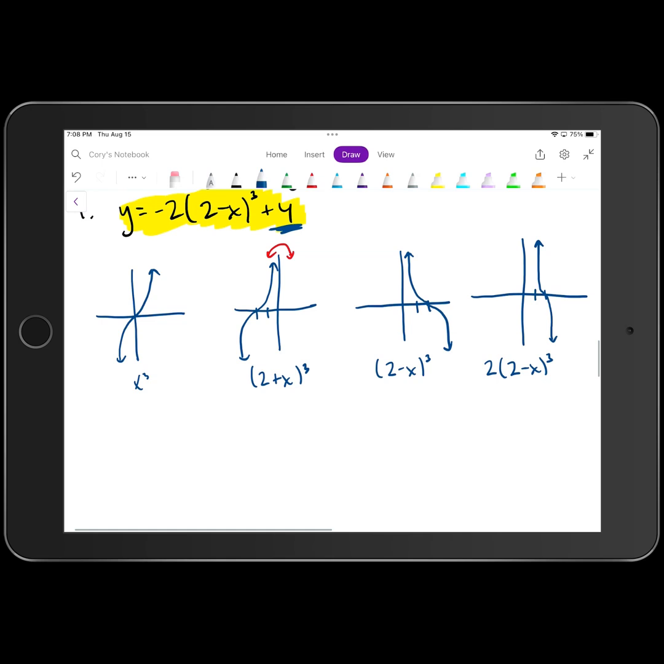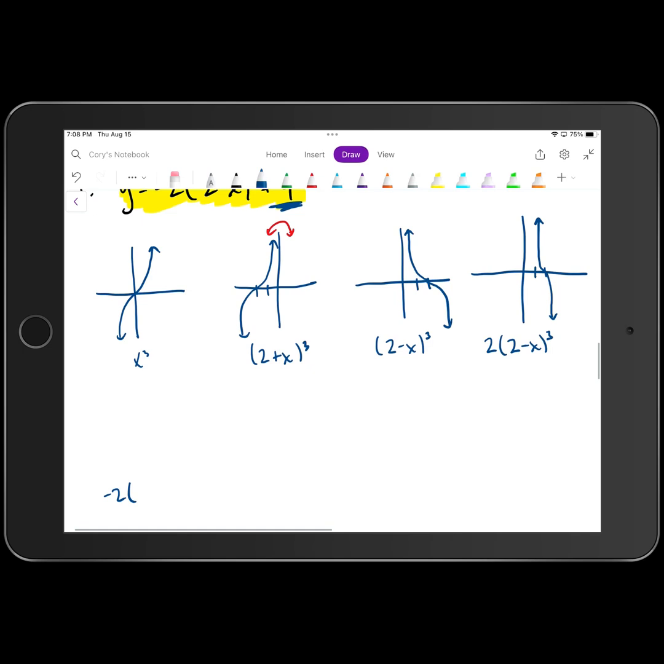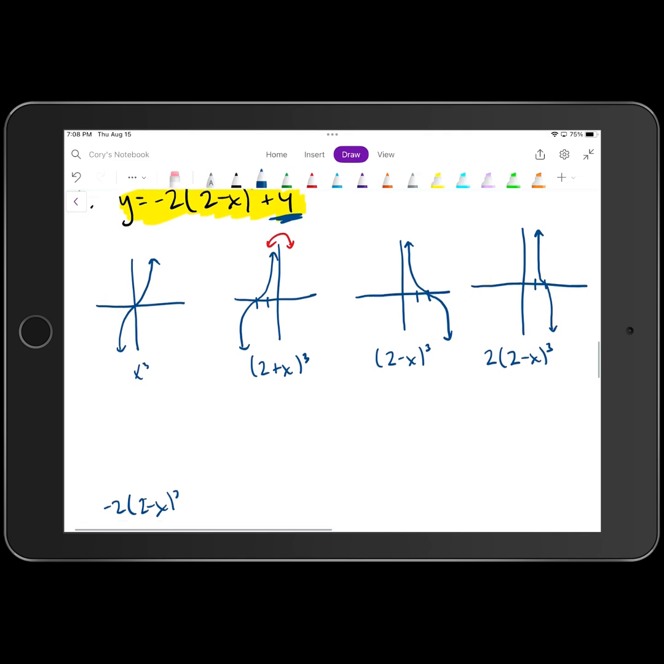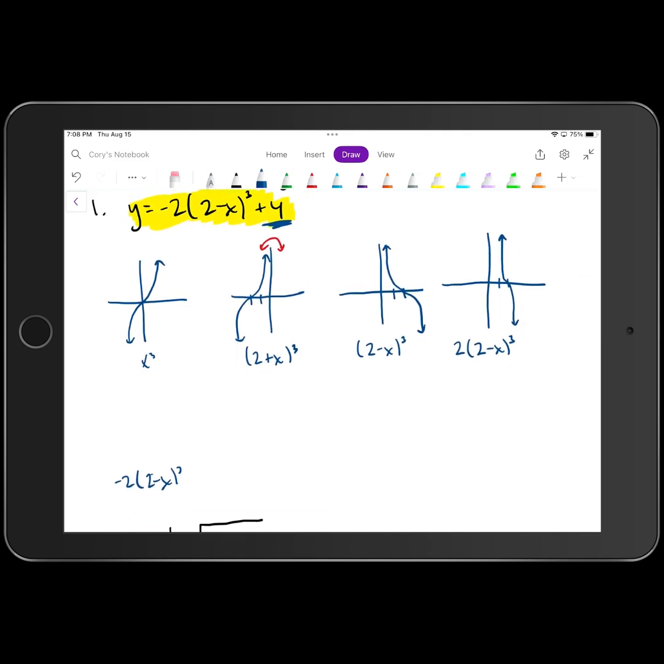Again, continuing to work from inside out, the next function I'm going to graph is -2 times 2 minus x quantity cubed. When I take the opposite of the entire function, that's going to take the previous graph and reflect it across the x-axis. So when I reflect across the x-axis, my graph is going to look like so. And then my last step is for me to add 4, which is going to take the previous graph and shift it up 4 units.